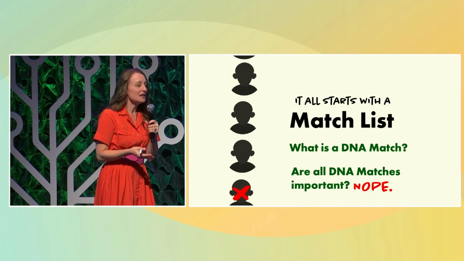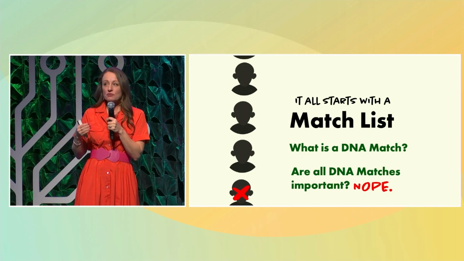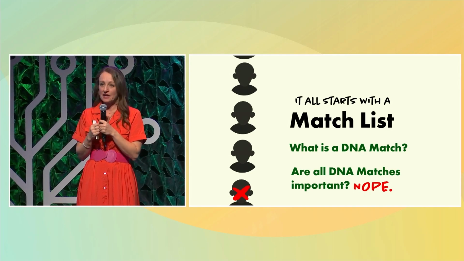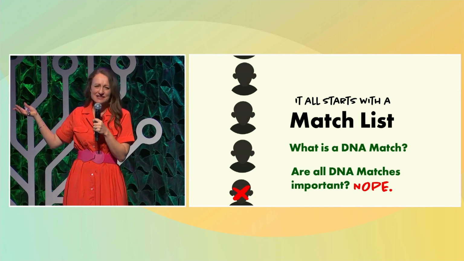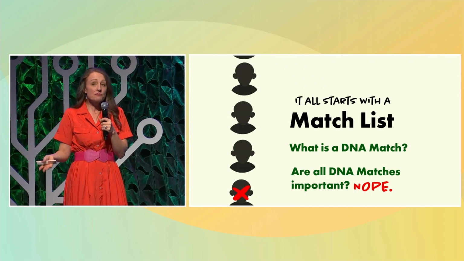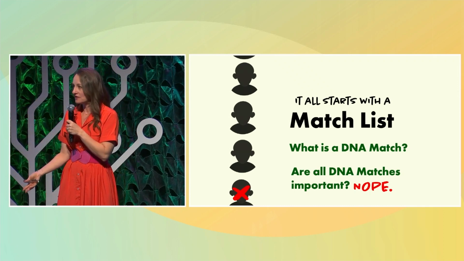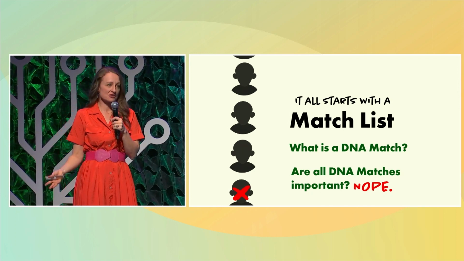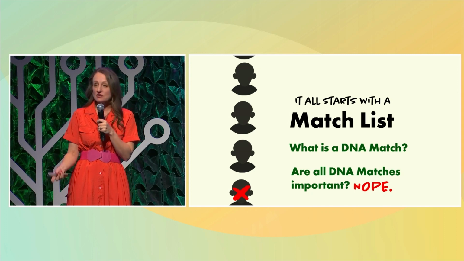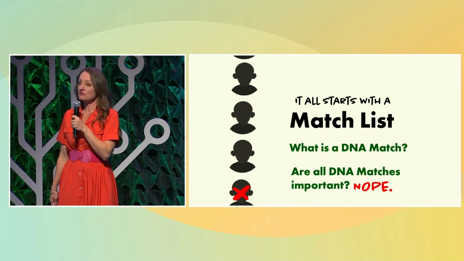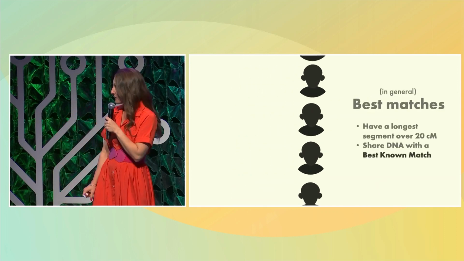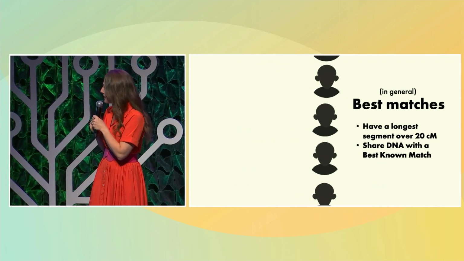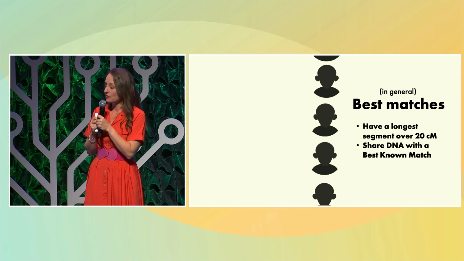In general, I recommend that you stick with matches who share 20 or more centimorgans with you. Because when you get down into these 10s, like I just showed you, some of them are real, but many of them are just population matches. So not all matches are equal, and you certainly don't need to look at and understand all of your matches. So best matches, again, have a longest segment over 20 centimorgans.